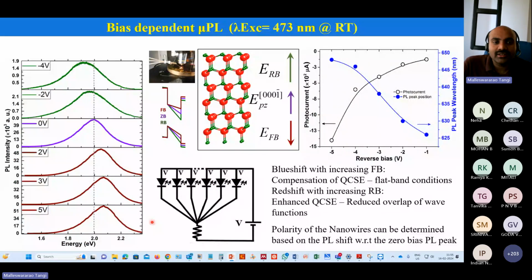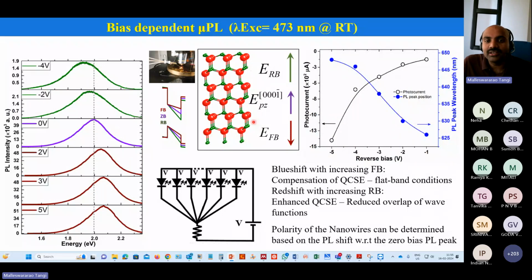To understand this quantum confined Stark effect, we employed bias-dependent micro-photoluminescence using an excitation wavelength of 473 nanometers with a blue laser. Here, as you can see clearly, this is 0 volt, that means without a bias. This is what we observe. In the forward bias case, we clearly see a blue shift, and in the reverse bias case, there is a red shift.